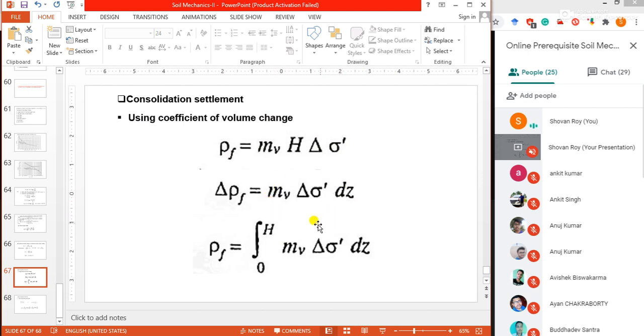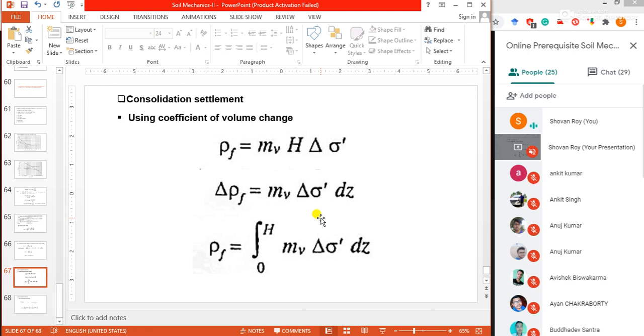After integrating for the total thickness capital H of the layer, the equation becomes rho f equals integration from 0 to H of mv delta sigma dash dz. This is not important to us, in which both mv and delta sigma dash are variables. The integration may be performed numerically or graphically.